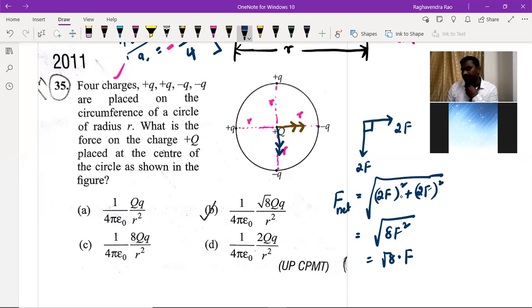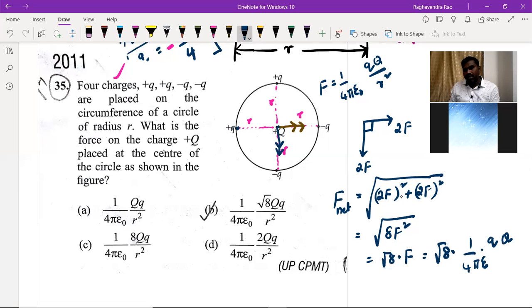And the reason we have added directly. Root 8 into F. What is the force? Any force we can get from this. Now force F is equal to K, that is 1 by 4 pi epsilon naught, because the options are in 1 by 4 pi epsilon naught. That is the reason we have taken. Now the charges are Q into capital Q, by the distance R square. So in the place of F, we can substitute 1 by 4 pi epsilon naught Q capital Q by R square. So this is the option.